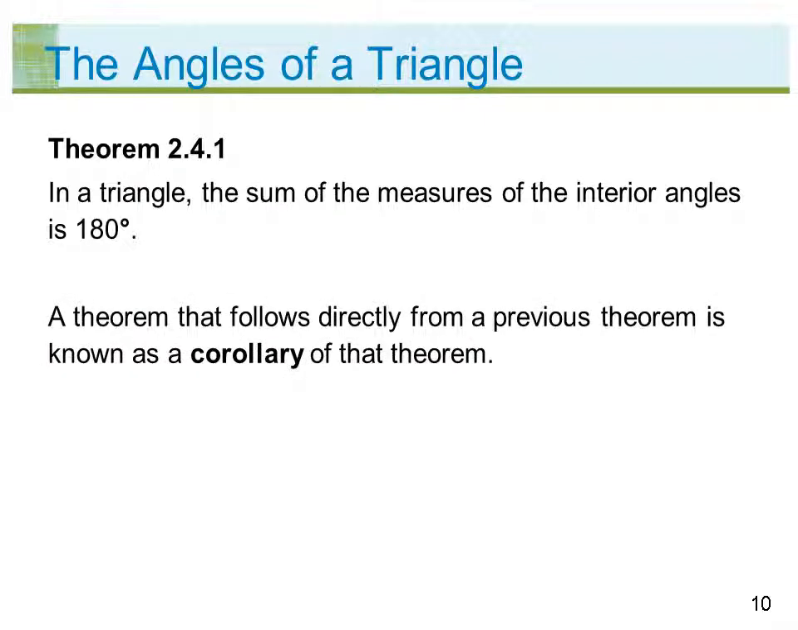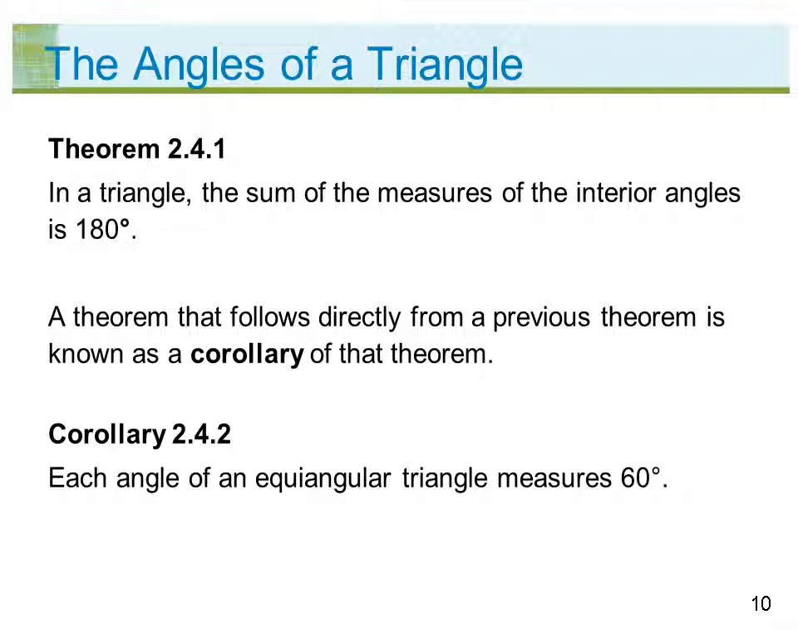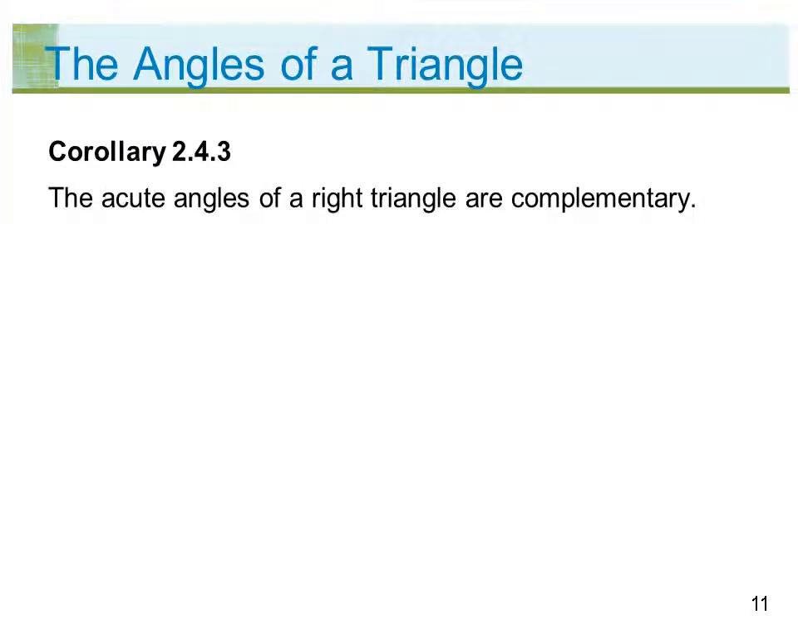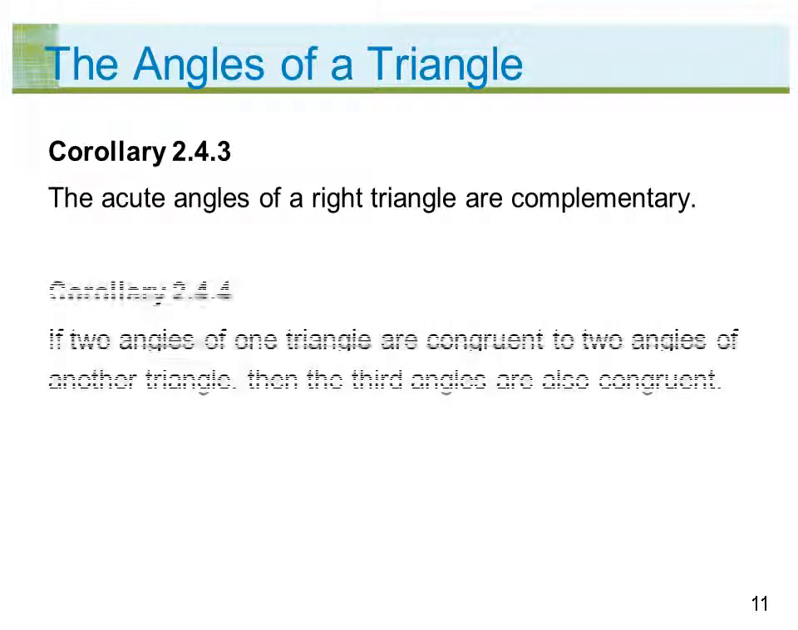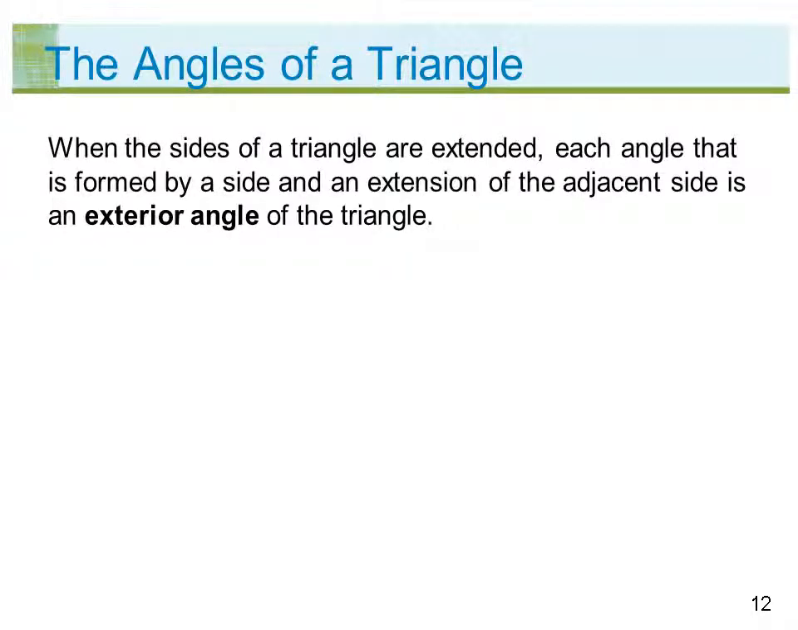A theorem that follows directly from a previous theorem is known as a corollary of that theorem. Corollary 2.4.2 Each angle of an equiangular triangle measures 60 degrees. Corollary 2.4.3 The acute angles of a right triangle are complementary. Corollary 2.4.4 If two angles of one triangle are congruent to two angles of another triangle, then the third angles are also congruent.